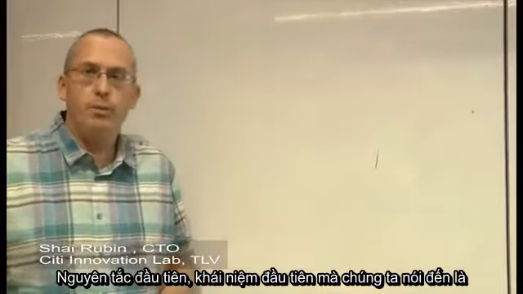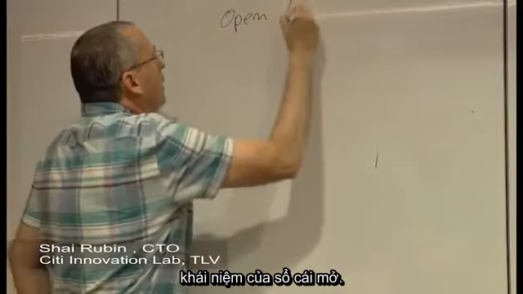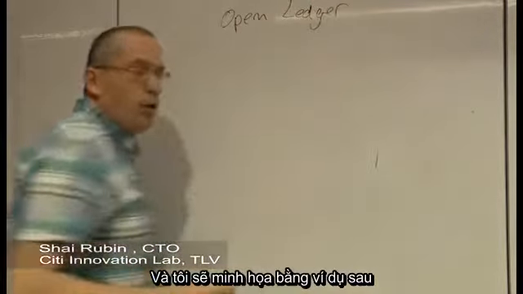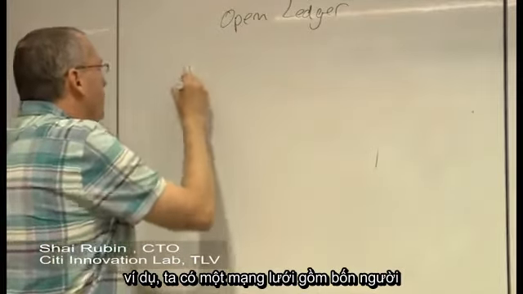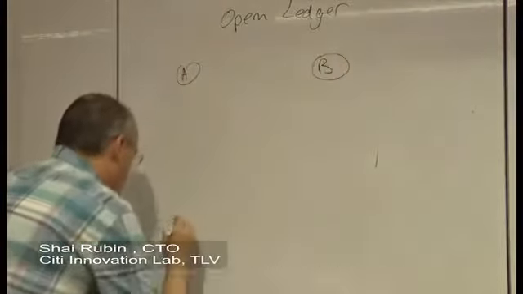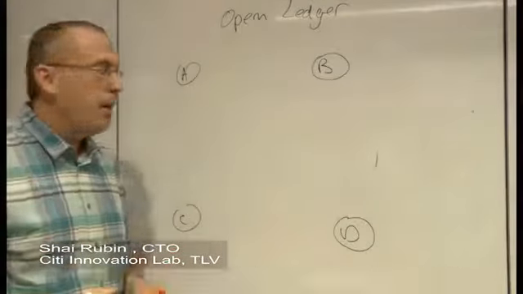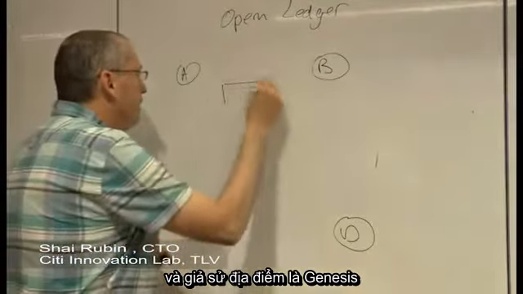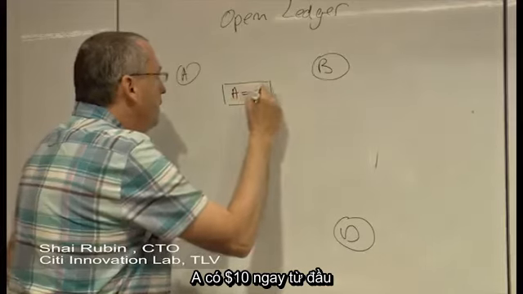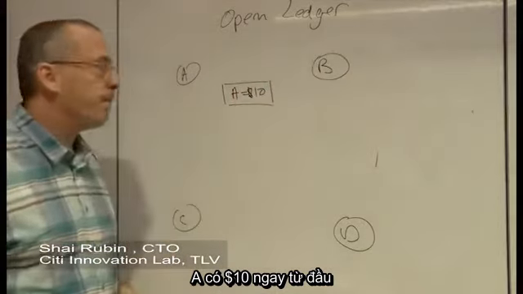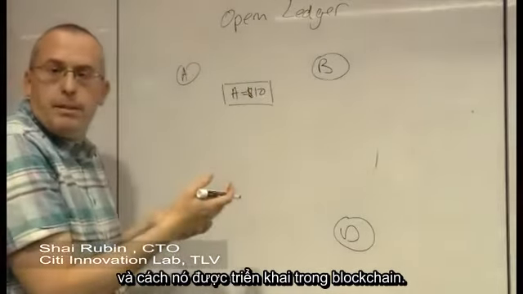The first principle, the first concept, is the concept of the open ledger. And I'm going to illustrate this concept using an example. Let's say that we have a network of 4 people that actually want to move money from one another. And let's assume that at Genesis, at the moment of the inception of this network, A has $10 from the beginning. Now let's see the concept of the open ledger and how it is being implemented in blockchain.